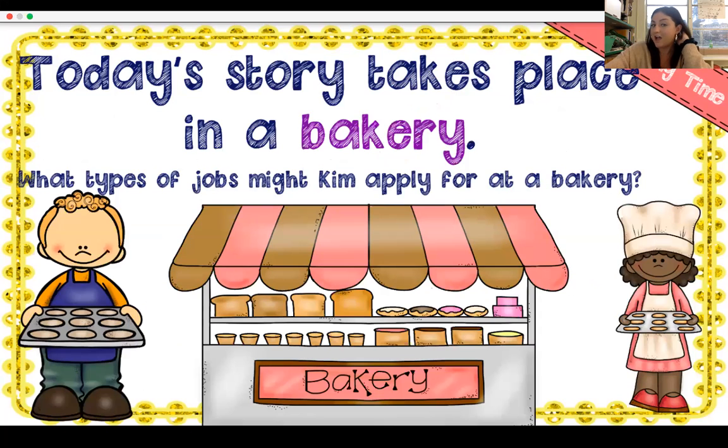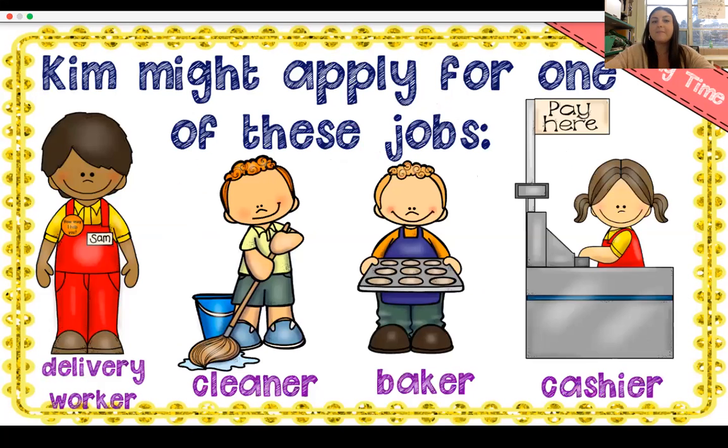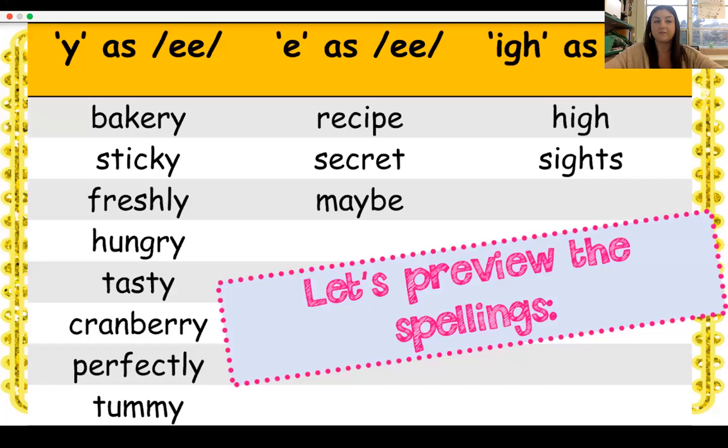What types of jobs might Kim apply for at a bakery? Kim might apply for one of these jobs. She might be a delivery worker, where she delivers the food, a cleaner, a baker, or a cashier.